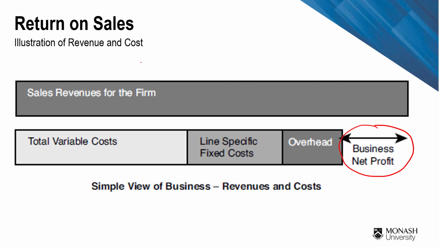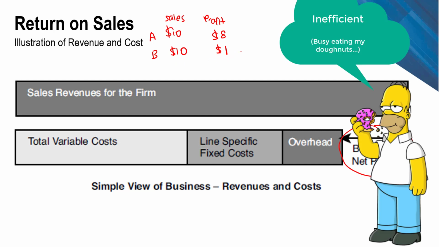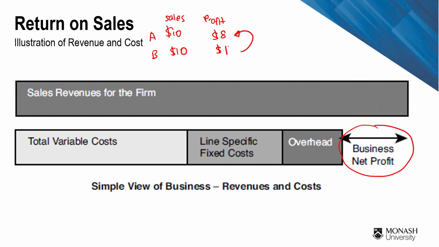If you think about it, let's say I can sell $10. So let's say this is my sales, $10, and my profit is, let's say, $8. As compared, I'm making the same sales, but I'm only making $1 profit. Obviously, if this is business A and this is business B, you can see that business B is so much less efficient compared to business A, because with the same sales, I'm making so much more profit for business A.